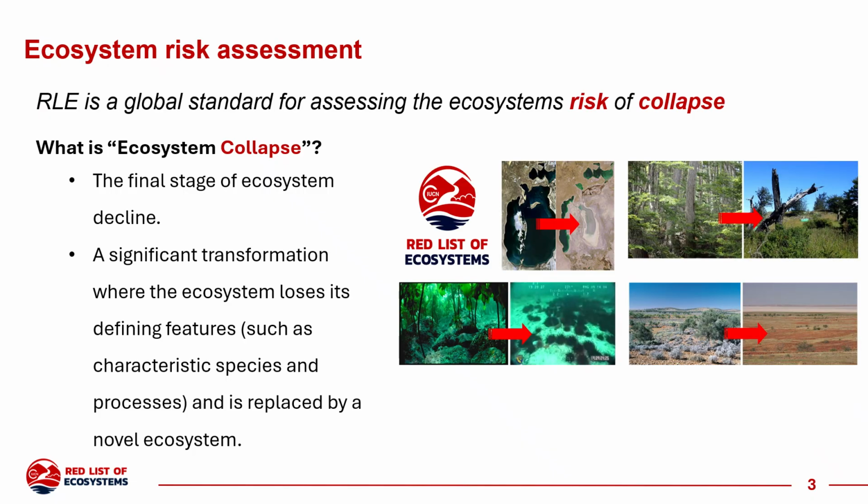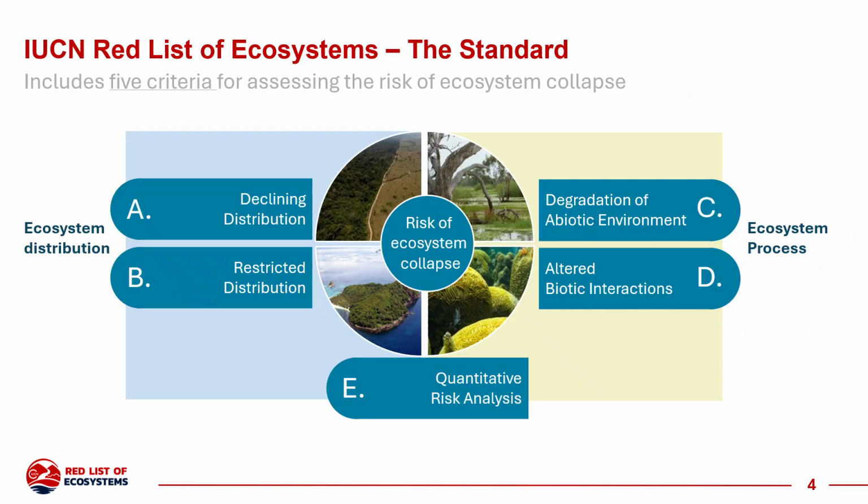Here, we've included images of some real-world examples of ecosystems that have either collapsed or degraded so severely that they've effectively transformed into a completely different ecosystem. The Red List of Ecosystems framework consists of 5 criteria which together offer a comprehensive, multi-dimensional approach to assessing the risk of ecosystem collapse. Each criterion captures a different aspect of ecosystem change, from spatial patterns to the integrity of ecological processes, allowing for a holistic evaluation.